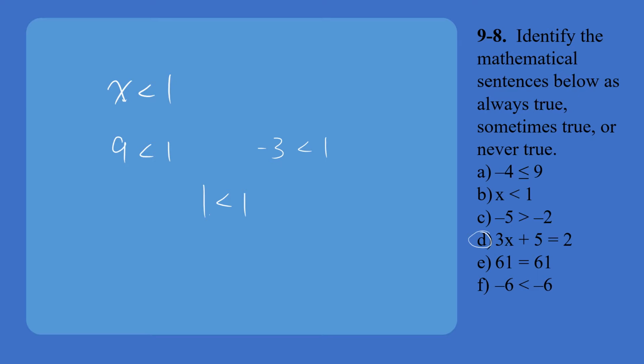A statement that is never true: -5 is larger than -2. That's never true. If I look at a number line, here's 0, here's -1, -2, -3, -4, -5. -5 is always going to be smaller because it's to the left of -2. In general, when we're looking at a number line, the things that are to the left are smaller than the values off to the right. So anyways, I think you could probably finish up the rest of those.